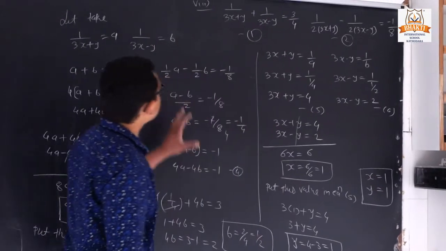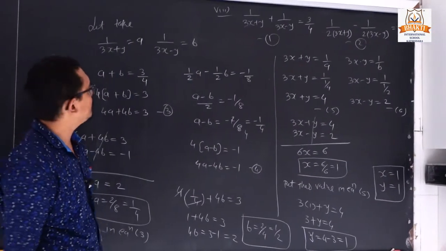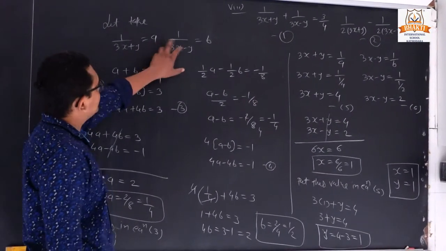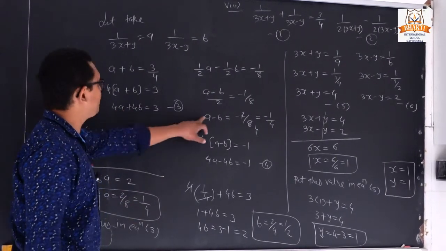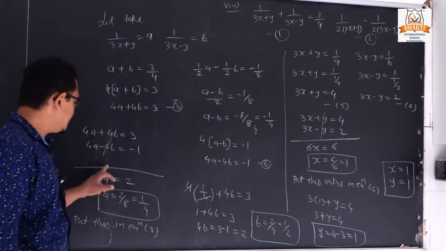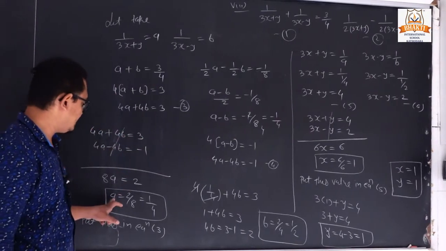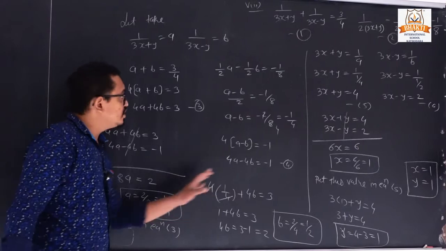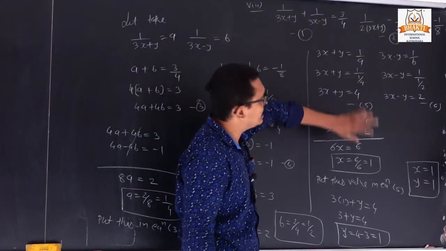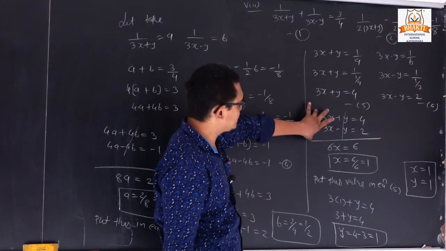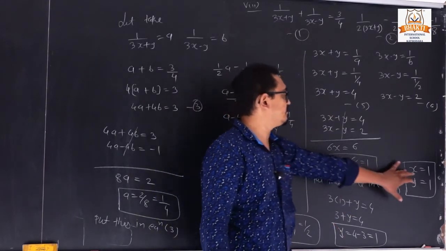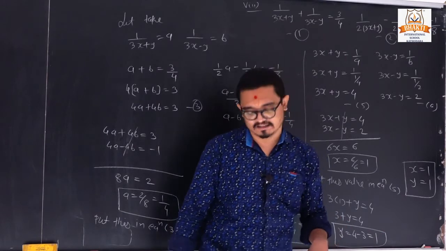So in this kind of example, what we can do first? First of all, we can assume a and b. Then make the equation in a and b form. Then simplify this. From this simplification, we can find the value of a as well as b. Put this value. So once again, we have two equations. Clear? So we can solve by elimination, and finally we can find the value of x as well as y.